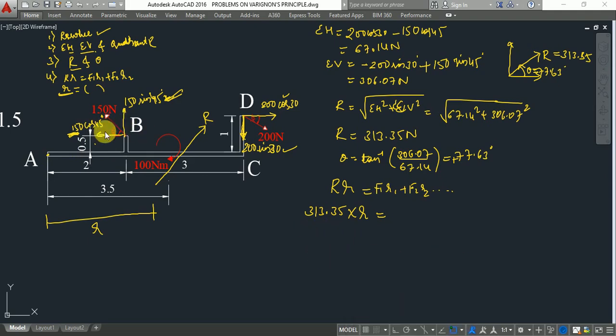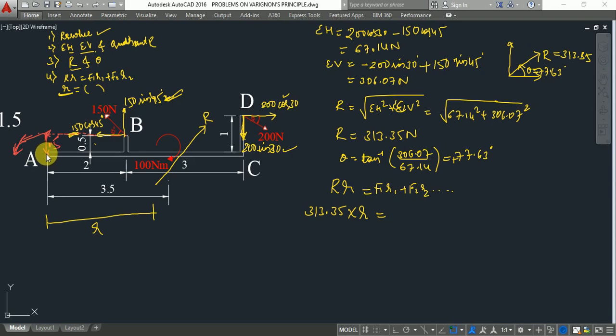If I transfer this force from here to here along its line of action, the force of 150 cos 45 is acting at a distance of 0.5 meters. So when I fix it here, it will rotate in anti-clockwise direction. Due to application of force, it will make this body rotate in anti-clockwise direction.